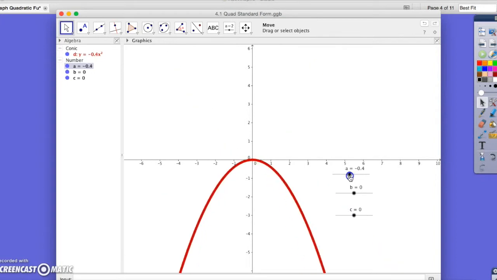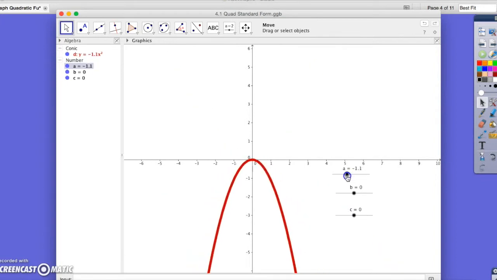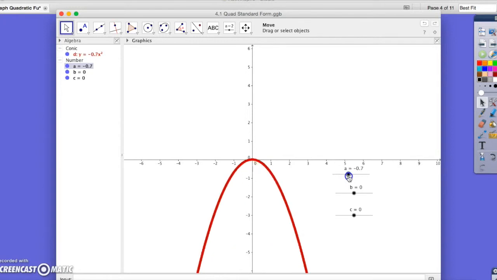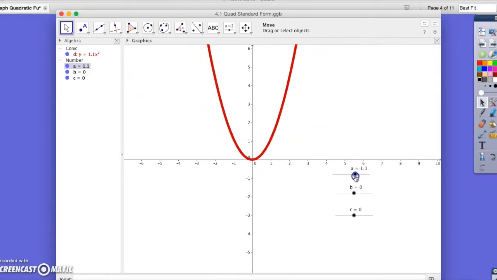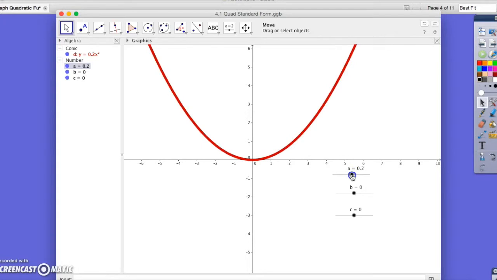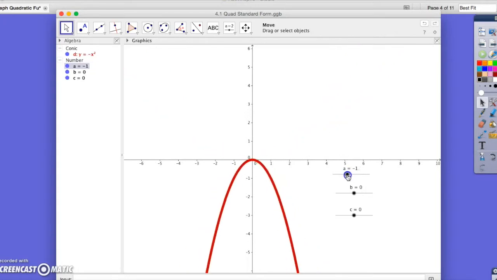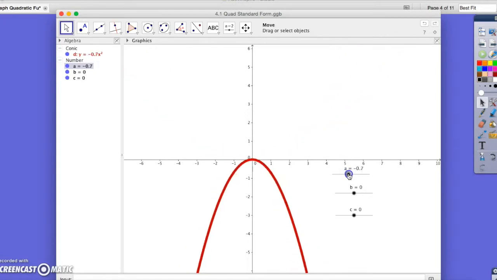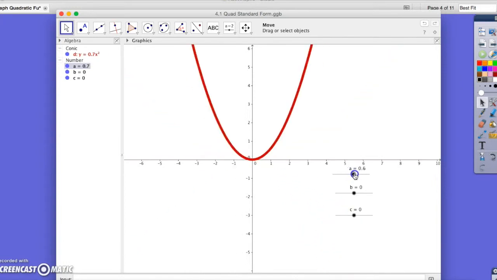Let's go over to a negative 1. Hold on one second. Narrower, narrower. All right. Let's go back to the original. What happens if the absolute value is less than 1? Wider, wider. Okay, let's go to negative 1 over here. Less than 1, wider, wider. So did you guys see that?